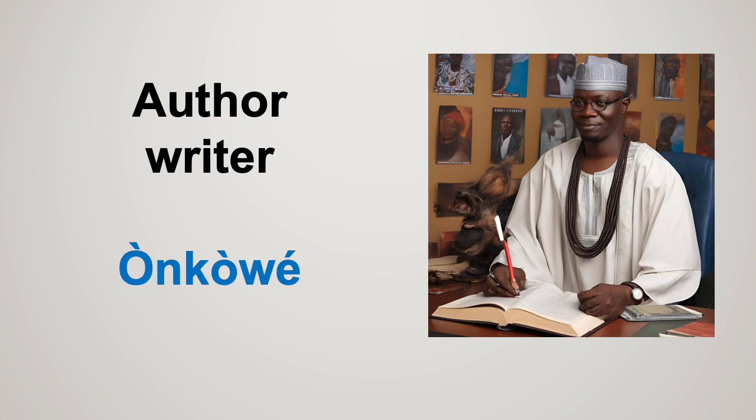Onkowe. So those are three words. On means the person, ko means to write, and we is from iwe, which means book. It can mean letter, it can mean book. So onkowe is the person that writes letters, someone that writes books. That's the term used to describe either an author or a writer.